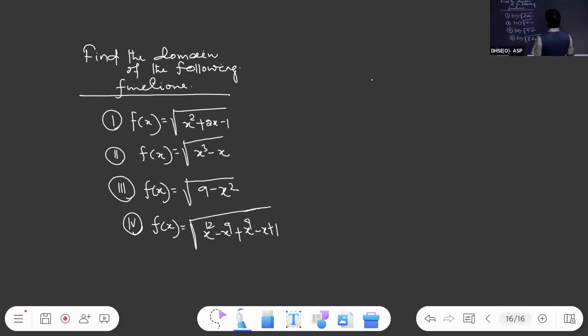Find the domain of the following functions. f of x is equal to under root x square plus 2x minus 1. f of x is equal to under root x cube minus x. f of x is equal to under root 9 minus x square. And f of x is equal to under root x to the power 12 minus x to the power 9 plus x to the power 4 minus x plus 1.